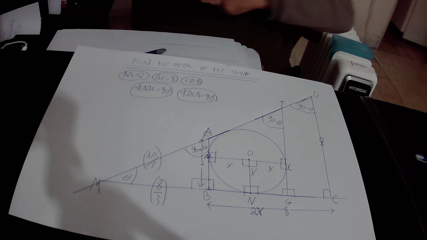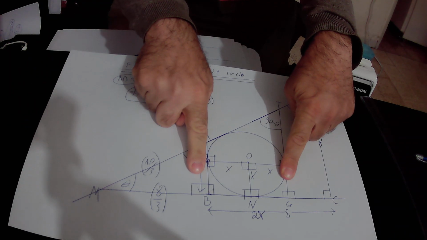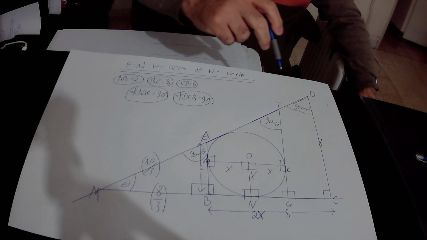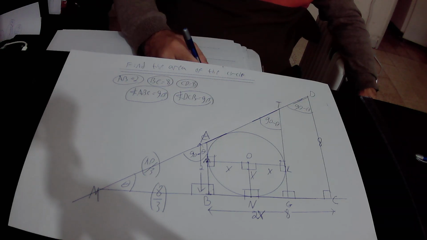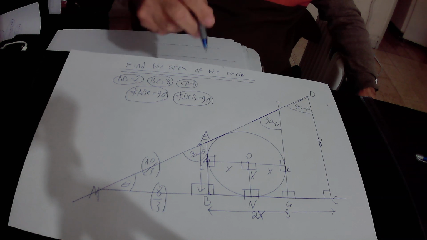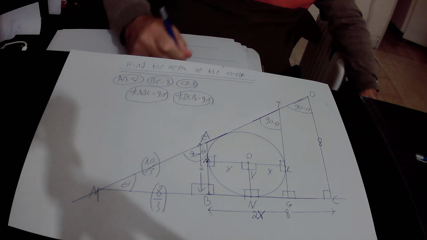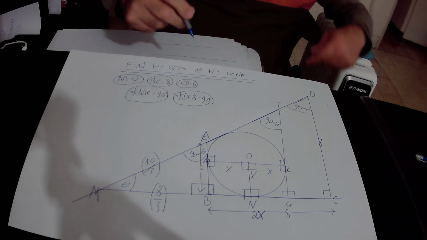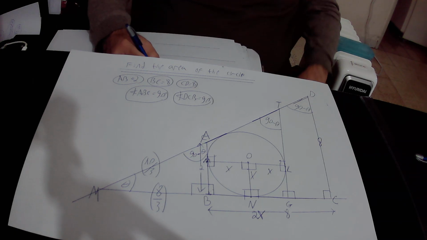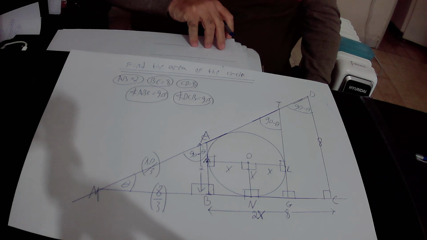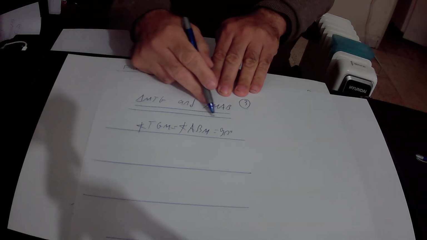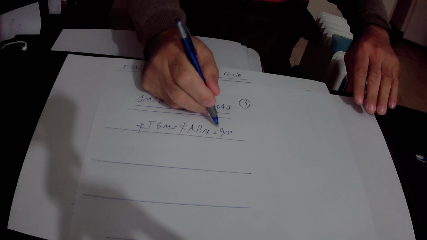First of all, those two angles are both equal to 90 degrees, therefore they are equal to each other. So I can write down that angle TGM in the big triangle is equal to angle ABM in the small triangle. They are both equal to 90 degrees, therefore they are equal to each other.